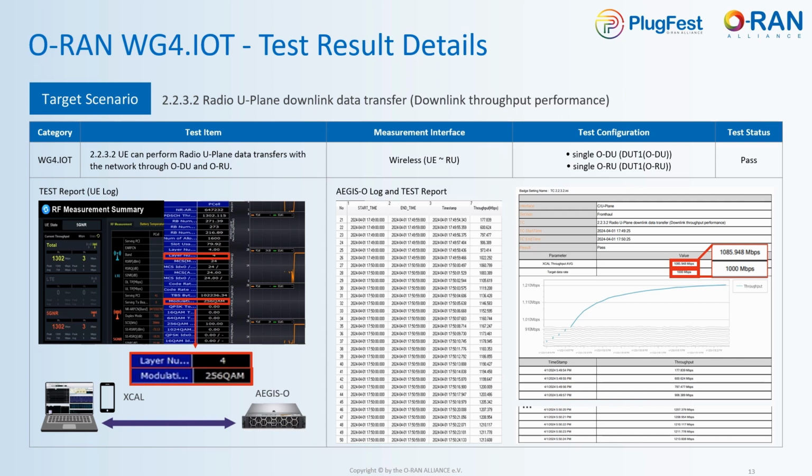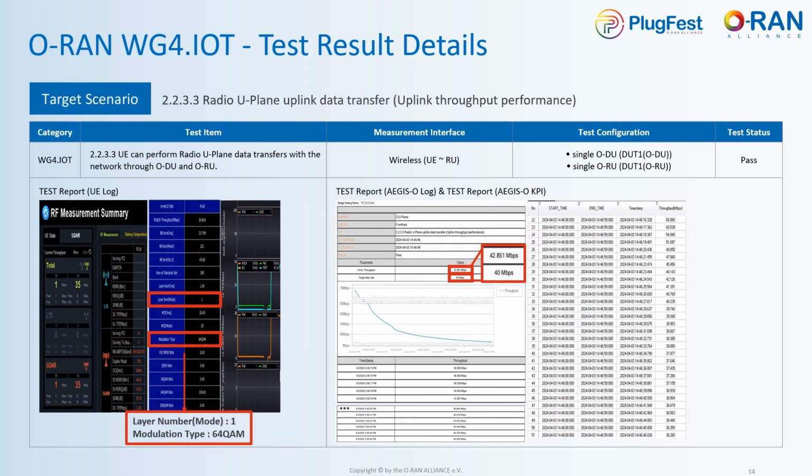On the right, you can see that measured throughput is about 1085.948 Mbps, and the target data rate is 1000 Mbps, so it was passed. At the bottom right, you can also see that EasySO provides a report in graph.